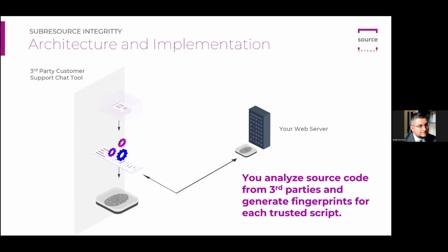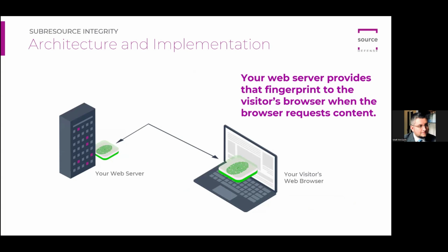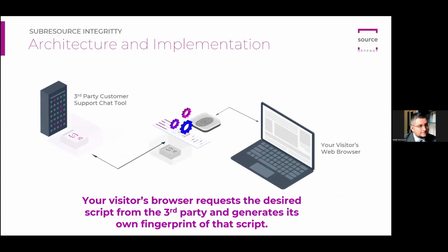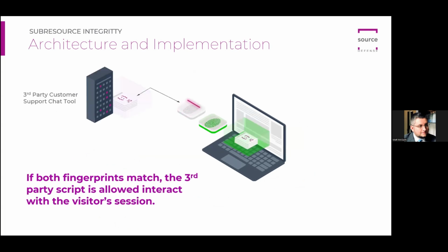What happens then is the server serves those hashes out to the browsers, to the visitor's browser, along with the rest of the content. And then as the browser retrieves those files from those third-party sources or your own first-party sources, it generates a fingerprint for that just retrieved copy of the file. So you've got a known good signature. We've got a new file. We're going to generate a hash for the new file and compare them. If the new hash and the known good hash match, then the file is allowed to load and can execute.